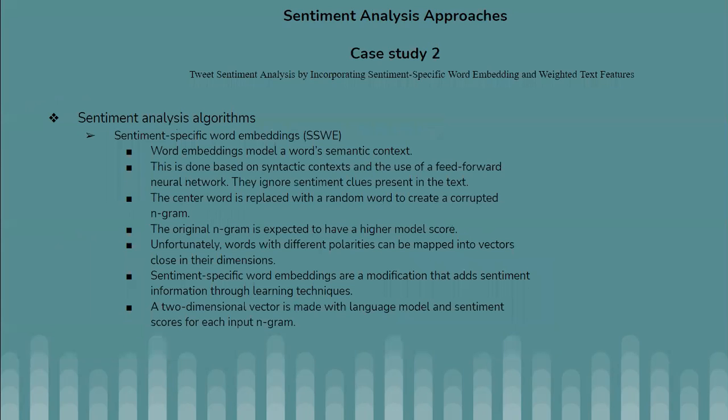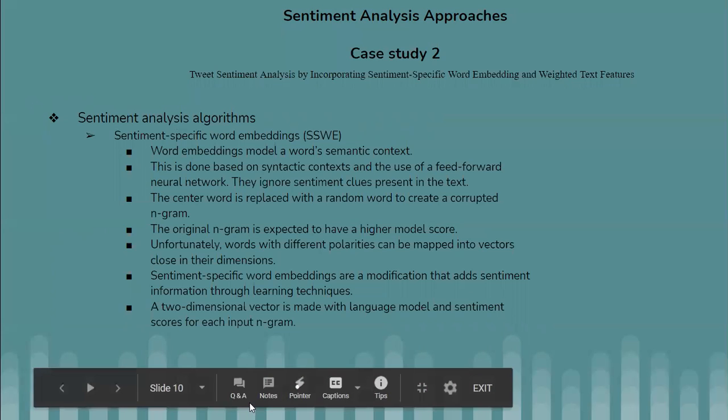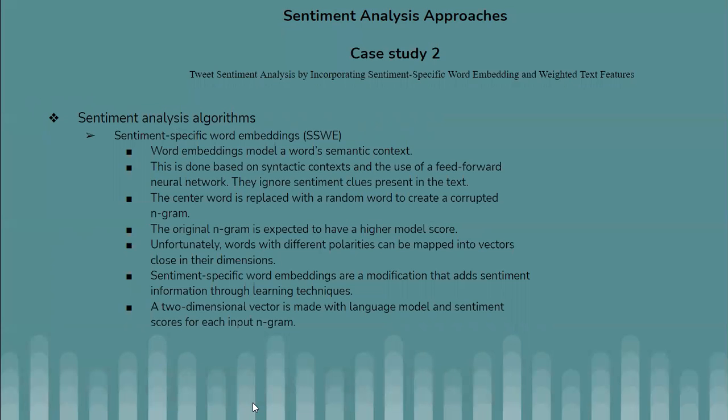Okay, related to the second case study, I want to go over two different machine learning approaches. The first one is sentiment-specific word embeddings, also known as SSWE. Word embeddings model a word's semantic context. This is done based on syntactic context and use of a feed-forward neural network. The problem is they ignore sentiment clues present in the text. So words with different polarities can be mapped into vectors that are close in their dimensions, and that's not ideal.